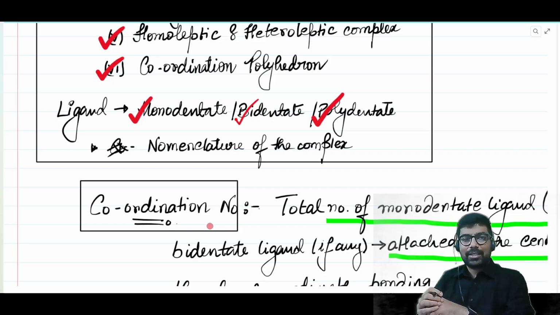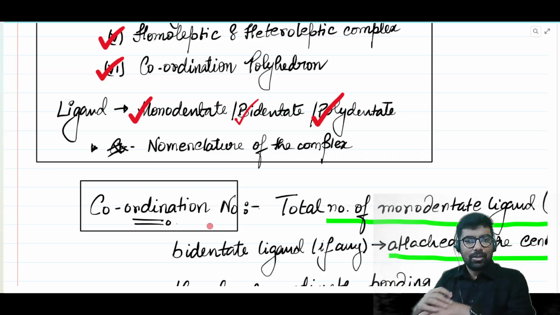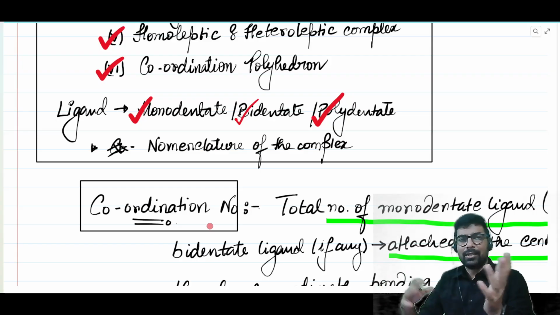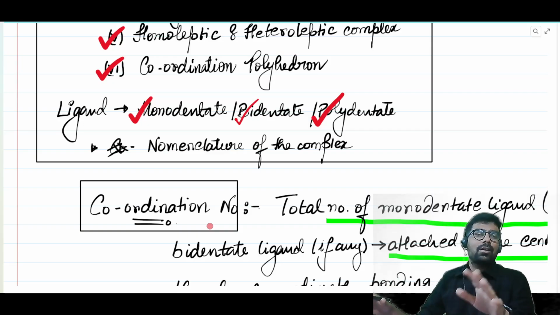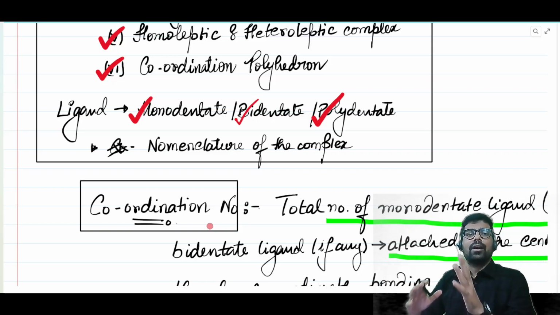Just keep learning, keep your mind calm, try to understand what is being taught, and enjoy the classes. As soon as you start enjoying the classes, everything will be a cakewalk. Monodentate, bidentate, everything will be a cakewalk once you start understanding and enjoying the classes. That's all you can do.